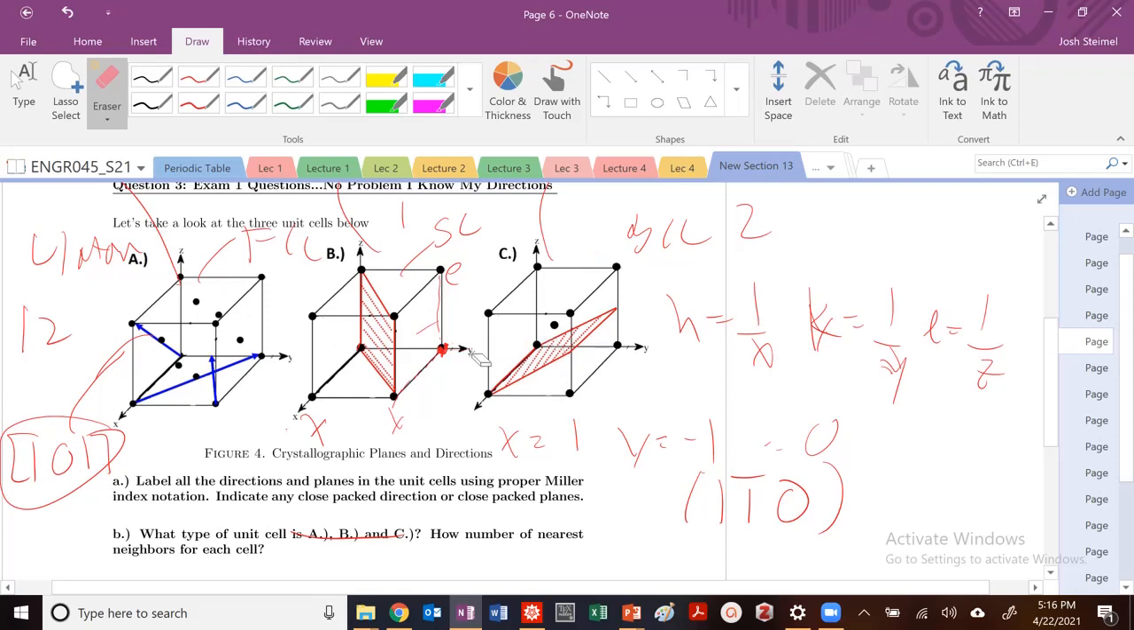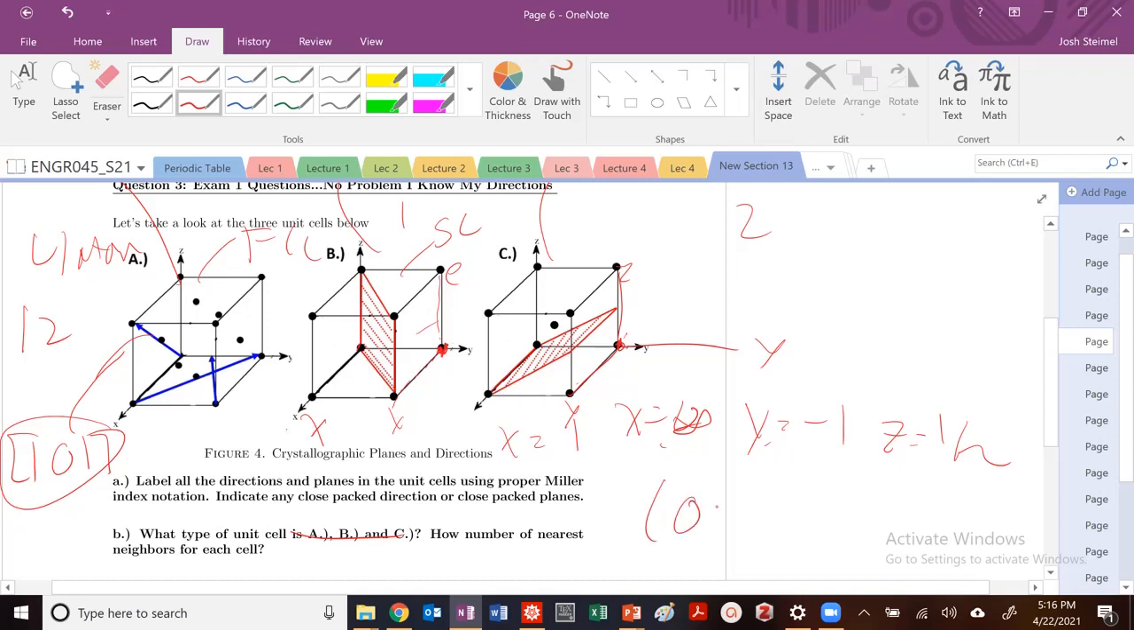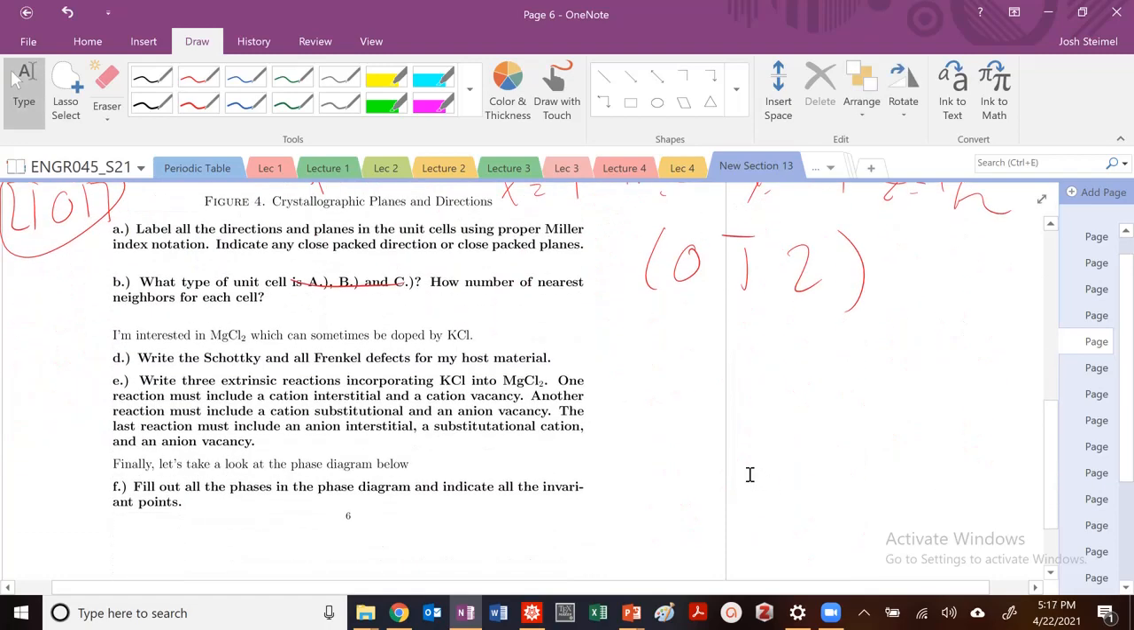So what about this one over here? Again, crossing the origin, so I'm going to have to reset here. This is my origin, this is my new x, this is my new y, this is my new z. So where am I crossing x? Never, so x is basically infinity. My y is still at minus 1, and my z now is a half. So my plane is going to be (0, 1̄, 2), because I'm taking the inverse. There it is. Got it. So 1 is done, 2 is done.